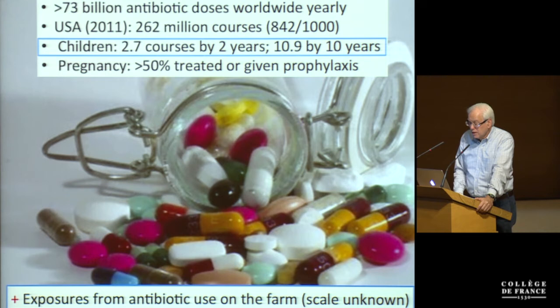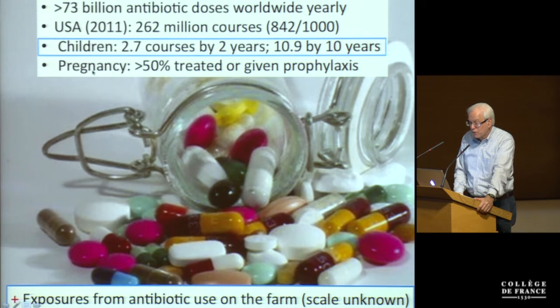In the US, the CDC has actually counted the number of courses. In 2011, it was 262 million courses of antibiotics. That's a rate of 842 courses per 1,000 population. That's 5 courses for every 6 people year after year. In children, based on the CDC data, we could estimate that the average child by the age of 2 has received nearly 3 courses of antibiotics. By the time they're 10, they've received about 10 courses of antibiotics.